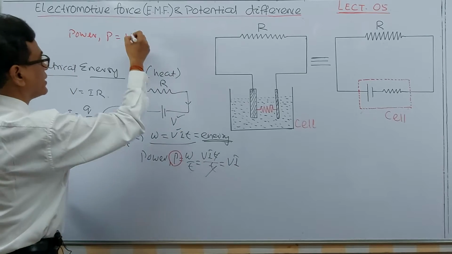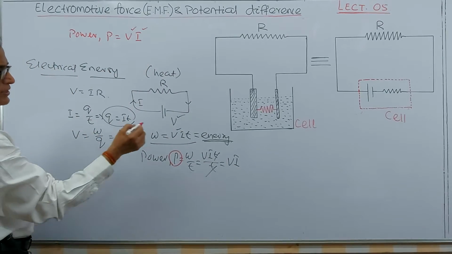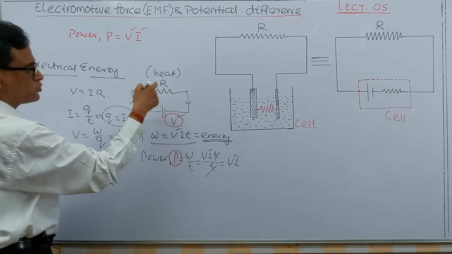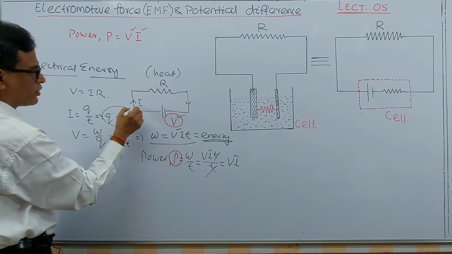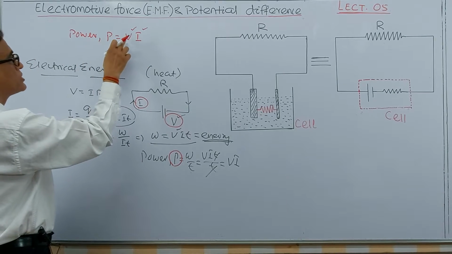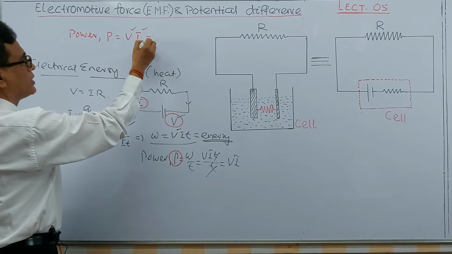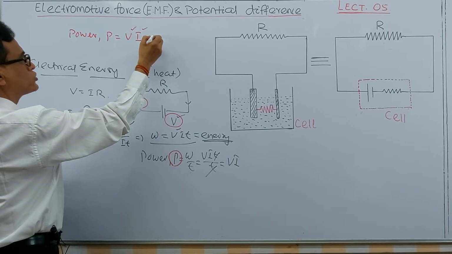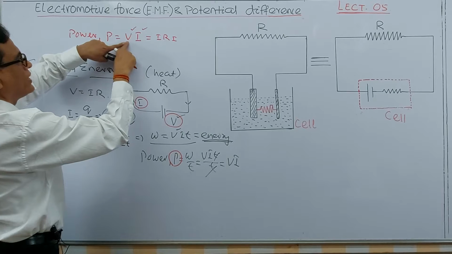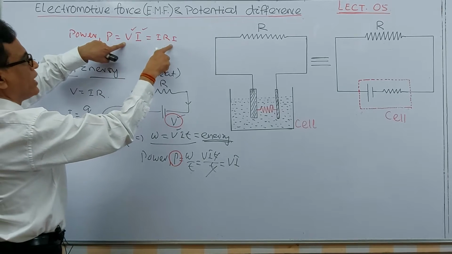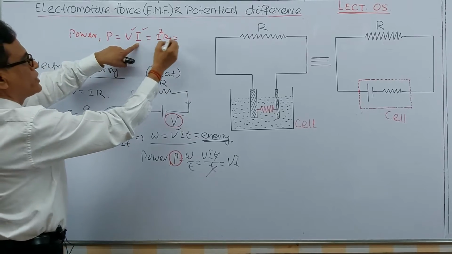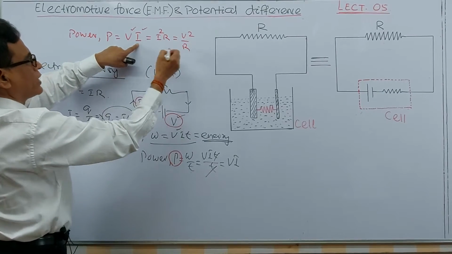V into I, voltage into current. That means if V is the voltage applied across a circuit whose resistance is R and current I flows across it, then power consumed is P equal to V into I, and you can also write, since V is equal to IR, P equals I squared R, or, since I is equal to V by R, P equals V squared by R.